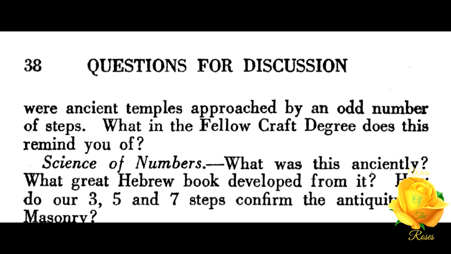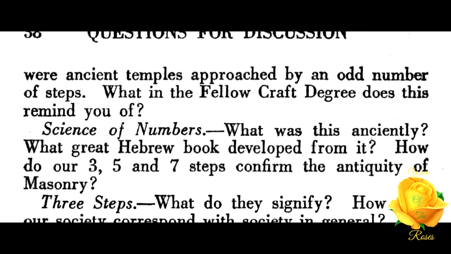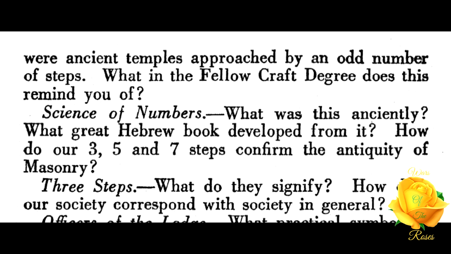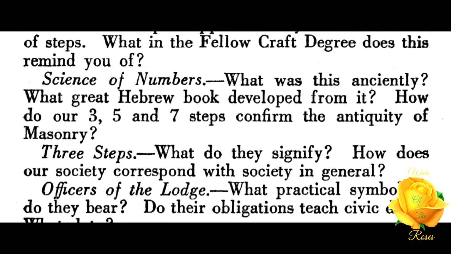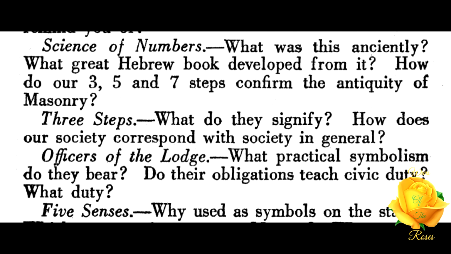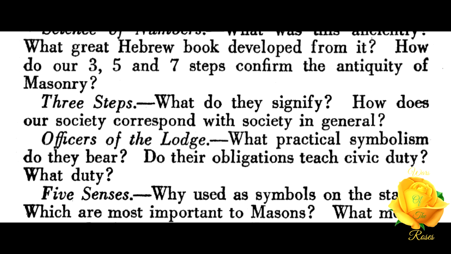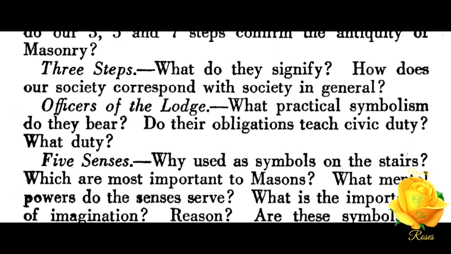Science of numbers, what was this anciently? What great Hebrew book developed from it? How do our 3, 5, and 7 steps confirm the antiquity of Masonry? 3 steps, what do they signify? How does our society correspond with society in general? Officers of the lodge, what practical symbolism do they bear? What duty? Do their obligations teach civic duty?